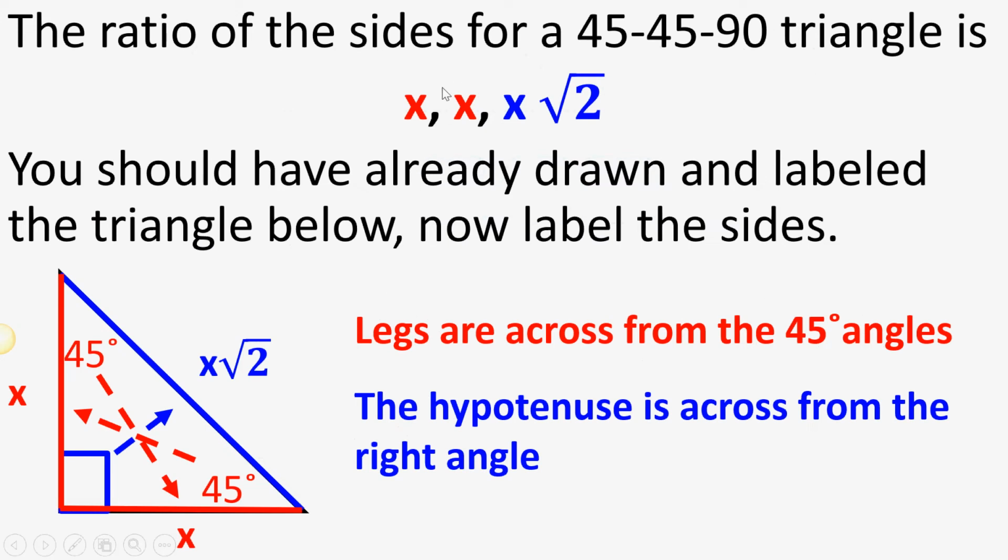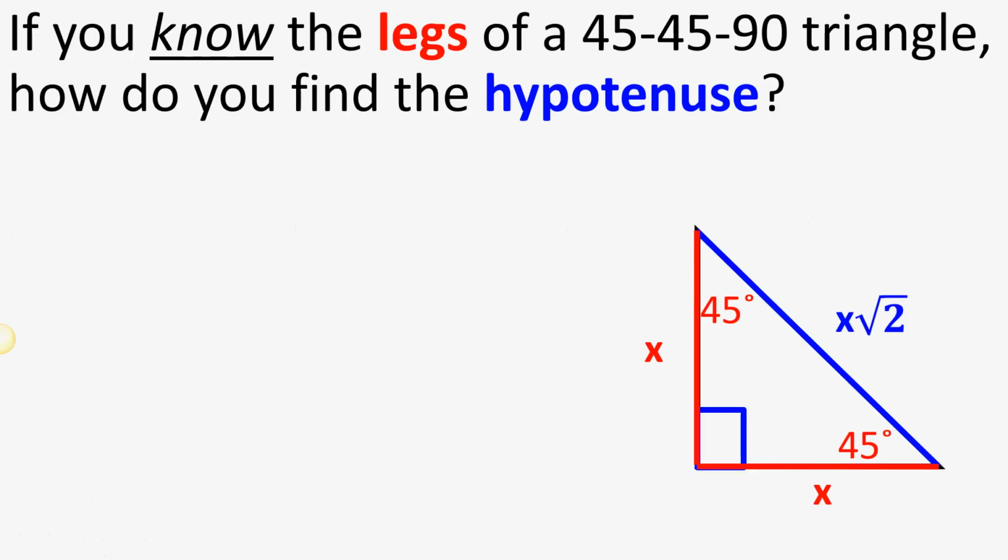So, your ratio of sides for a 45, 45, 90 triangle is x to x to x radical 2. The legs are across from the 2 45-degree angles, and the hypotenuse, again, is across from the right angle. These 2 angles are congruent, so I don't care what I label them with as far as variables. As long as I label them with the same thing, or I put 2 arcs to show they're congruent, by definition, they have to be 45 if this is 90. Just mathematically, it comes out that way.